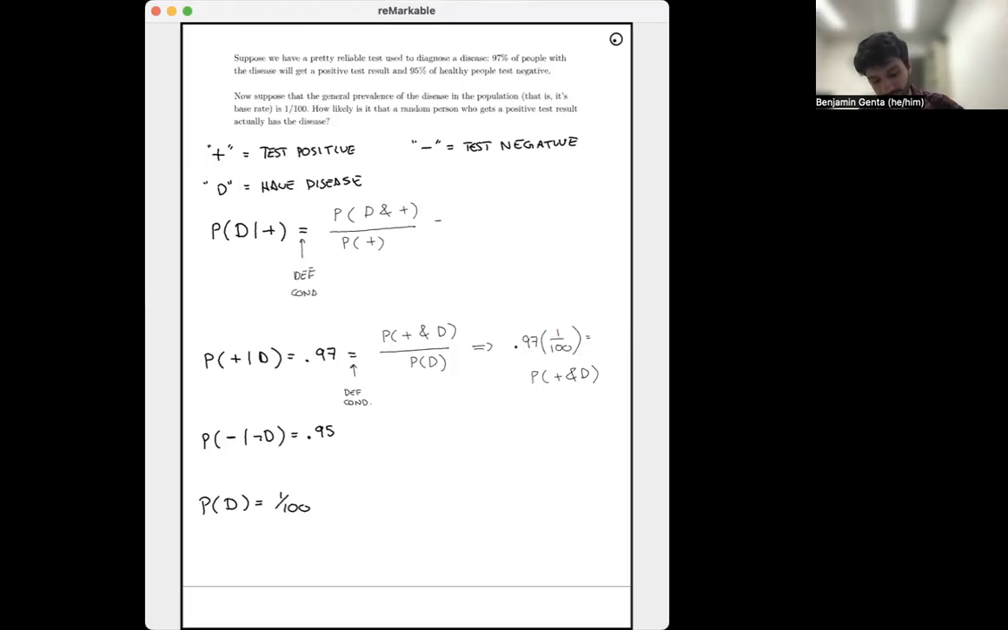Okay, so let's write that at the top. So you have, well, 0.97 is 97 over 100, just not to make any mistakes, times 1 over 100, over the probability of testing positive. Okay, so it looks like we're almost done. But finding the probability of testing positive requires a little bit of work. So let's do the work.